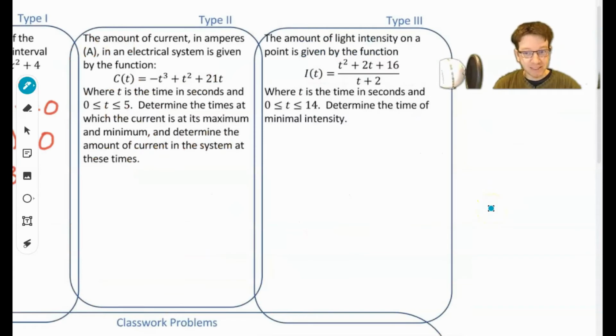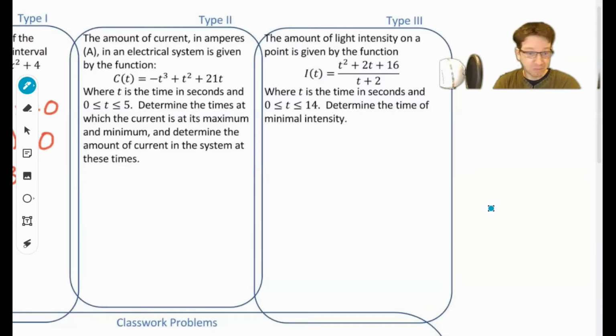All right, this question and the next two questions are application questions, because you can probably see it's very useful to determine min and max values. So this one says the amount of current in amperes in an electrical system is given by this function. C is for current. For those who are in my physics class, we use I, but in this case we're using C, where t is the time in seconds. And we have this interval between 0 and 5 seconds. Determine the times at which the current is at its maxima and minimum, and determine the amount of current in the system at these times.